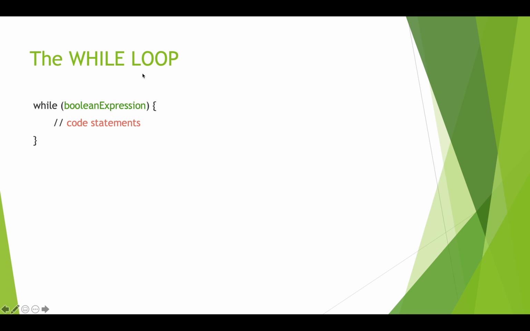So the while loop is the most fundamental loop. It's the simplest form of loop that we have. And it looks like this. We have the keyword while, we have round brackets, we have a Boolean expression, something that will be either true or false, and then we have some code statements inside of a block defined by curly braces.